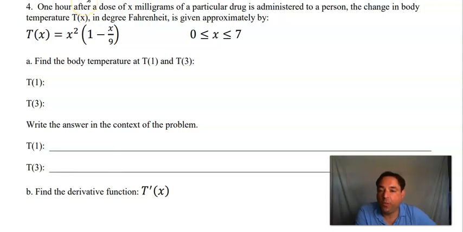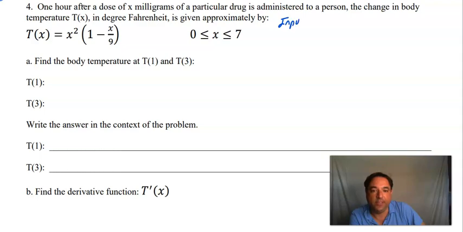So for question 4, we're going to be using product rule, but implementing it in a word problem. One hour after a dose of x milligrams of a particular drug is administered to a person, the change in body temperature, T(x), in degrees Fahrenheit is given approximately by T(x) = x squared (1 minus x over 9), from 0 to 7.